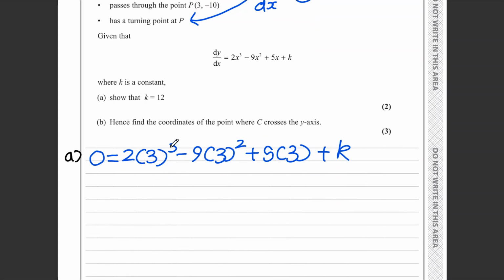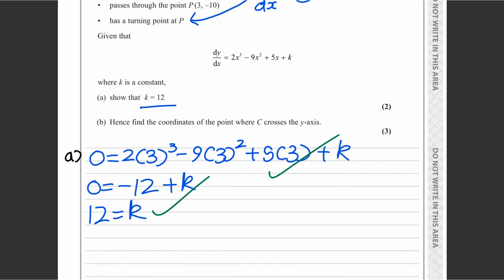So this 2 times 3 to the power of 3 minus 9 times 3 to the power of 2 plus 5 times 3, if you put this into your calculator, you get out a value of minus 12, and then it's this plus k on the end like this here, and then move this minus 12 to the other side, so you get that 12 is equal to k, which is what's required. In order to get the 2 marks here, you get 1 mark for subbing in this x is equal to 3 like this here and rearranging, and you get another mark for getting that k is equal to 12.